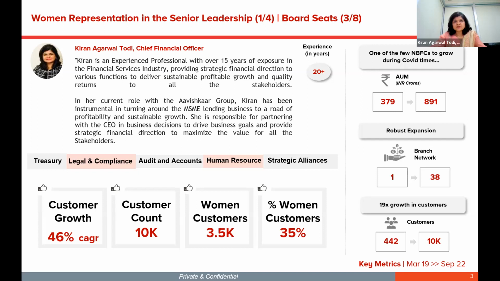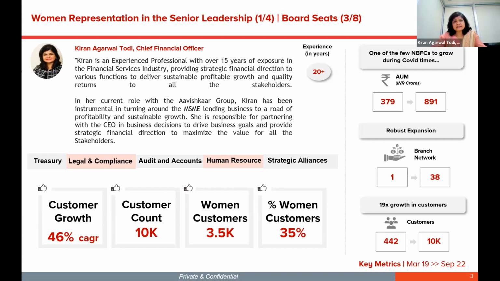However, also what I would like to focus on is that we are one of the few NBFCs which grew during COVID times. So from an AUM of 379 crores in March 2019, we are currently at 891 crores of AUM. That is a compounded annual growth rate of 46%. We've seen 20x growth in customers. So from about 442 customers which we served in March 19, we are currently at 10,000 plus customers in September 22.